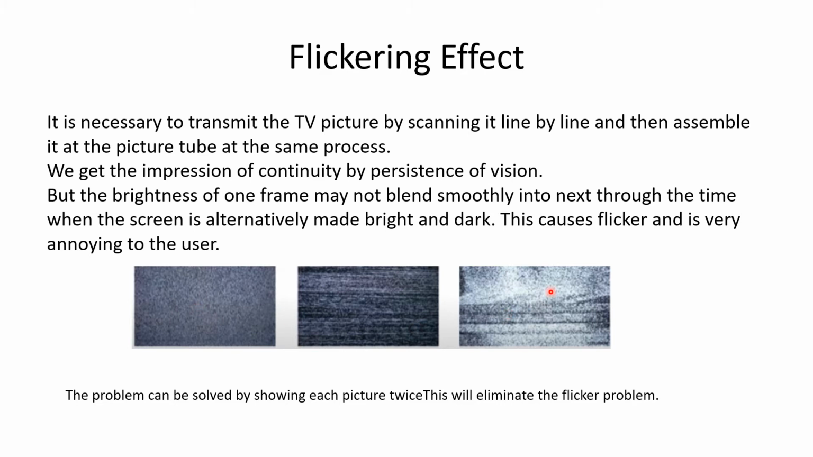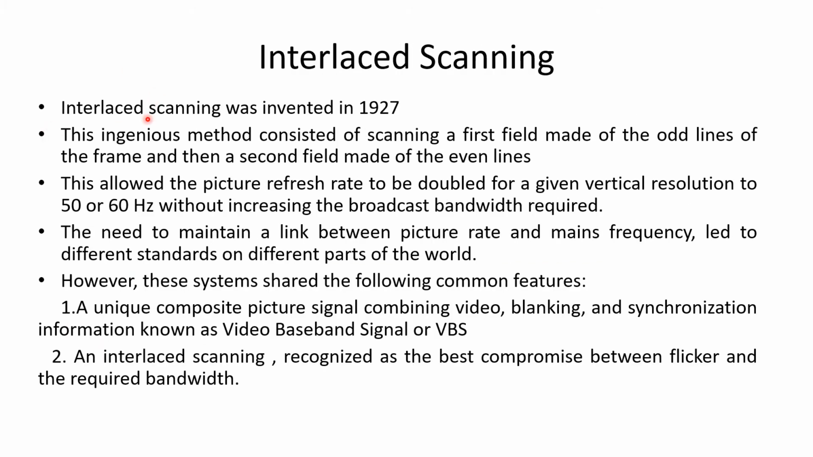This problem will be eliminated if you use interlaced scanning instead of progressive scanning. The problem can be solved by showing each picture, that is, each frame, twice, which will eliminate the flicker problem. So we will see how interlaced scanning occurs. Interlaced scanning was invented in 1927. How the scanning was done is that we divide the whole of the lines into two fields. The first field is made of the odd lines of the frame, and the second field is made up of the even lines. So we split it.